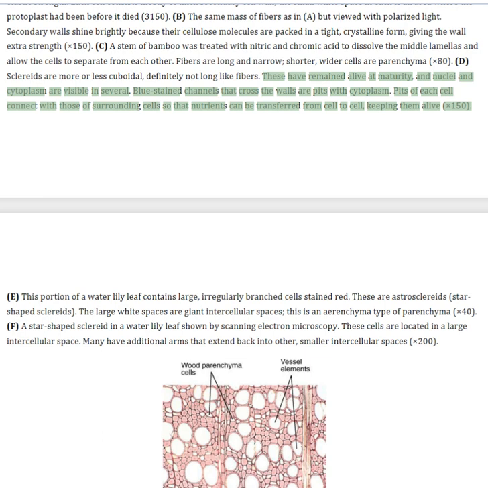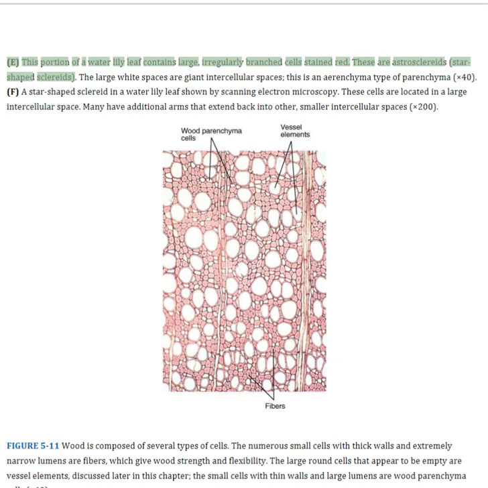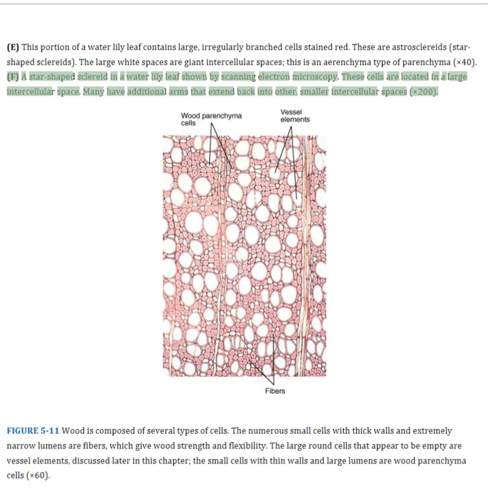keeping them alive. This portion of a water lily leaf contains large, irregularly branched cells stained red. These are astrosclerids. The large white spaces are giant intercellular spaces. This is an aerenchyma type of parenchyma. A star-shaped sclerid in a water lily leaf, shown by scanning electron microscopy. These cells are located in a large intercellular space. Many have additional arms that extend back into other, smaller intercellular spaces.